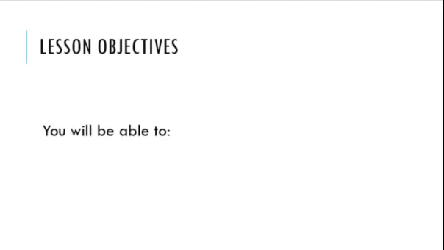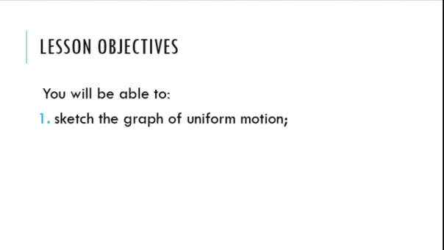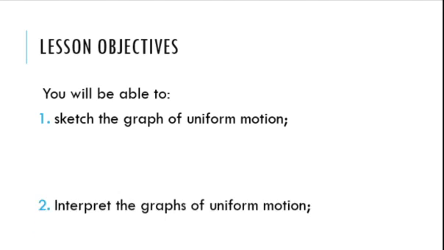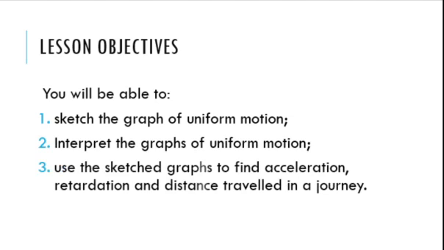So the objectives of this lesson: one, we should be able to sketch the graph of uniform motion, and we should not forget that we have talked about two types of motion, uniform and non-uniform motion. We have learned that for uniform motion we have straight line graphs, and for non-uniform motion we have curved line graphs. Also, we are going to be able to interpret the graph that we have sketched and use it to find acceleration, retardation, distance traveled, and average speed in a given journey.